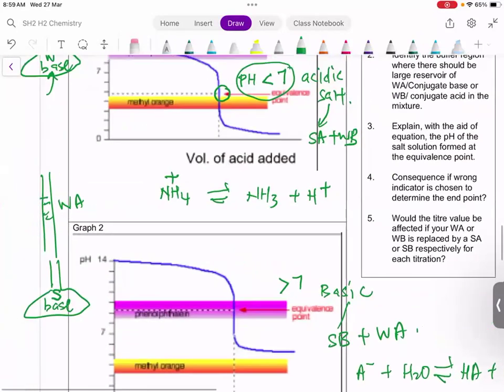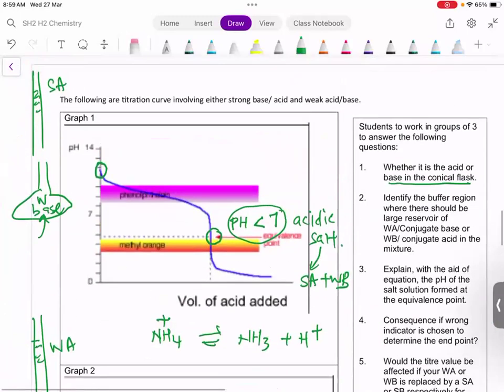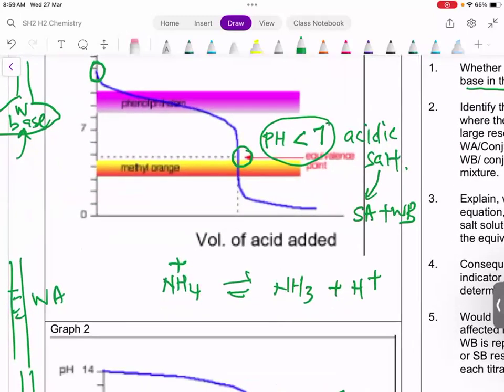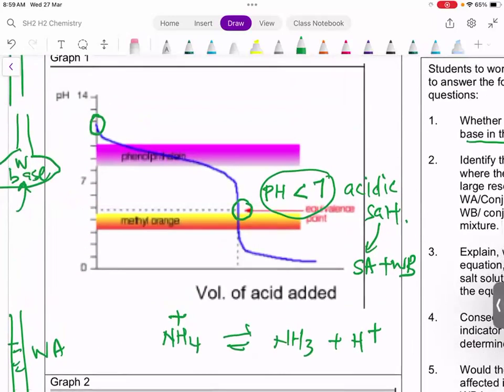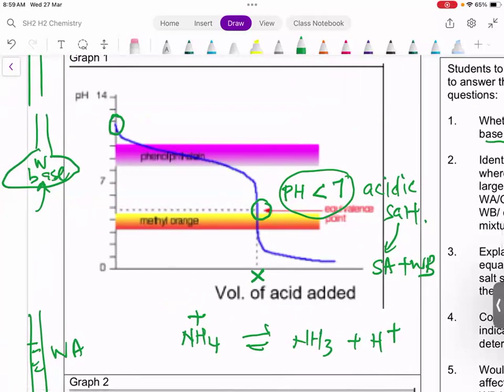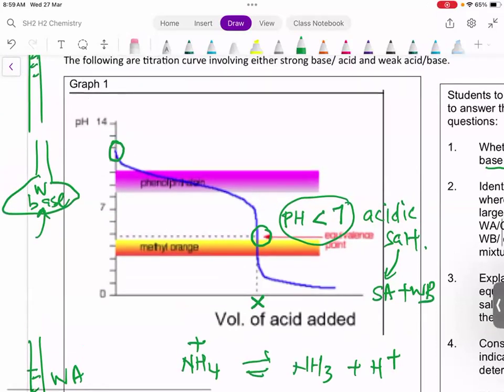All right. Okay, so let's look at the buffer region. In this case, where is my buffer? Those who are doing graph number 1, can you tell me where is the buffer? If let's say this is X volume, where is my buffer? Half X or 2X for maximum buffer? Yeah. So the region is before equivalence point or after equivalence point? For graph number 1, where is the buffer? Before X or after X?